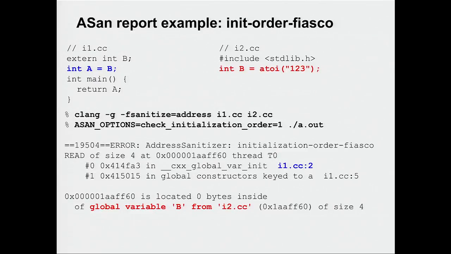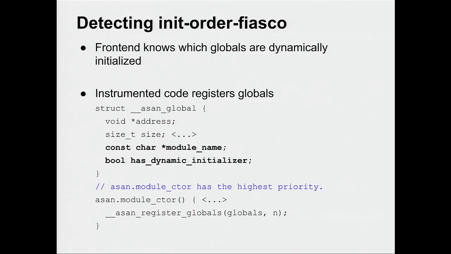So how do we do this? First of all, we need to know which globals are dynamically initialized and which are not, which are constants, or zero initialized or so. The front end certainly knows this information, and it simply passes this data to the ASan instrumentation pass using metadata, so that Clang emits a metadata node which lists all the dynamically initialized globals in each module, so that ASan knows about them.